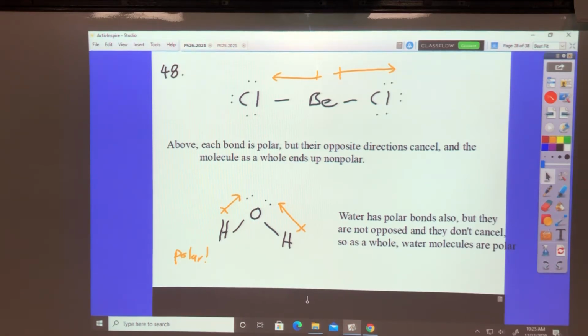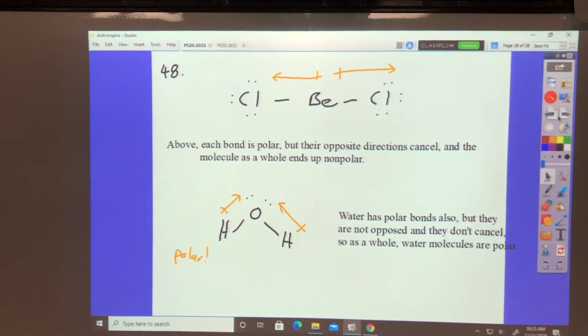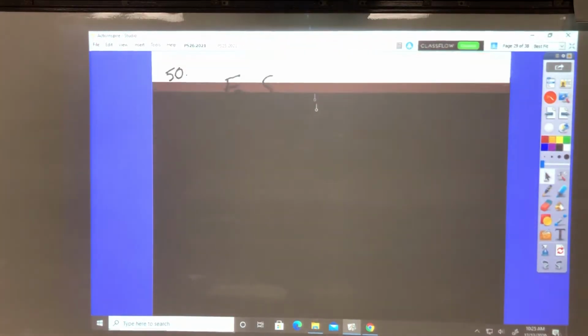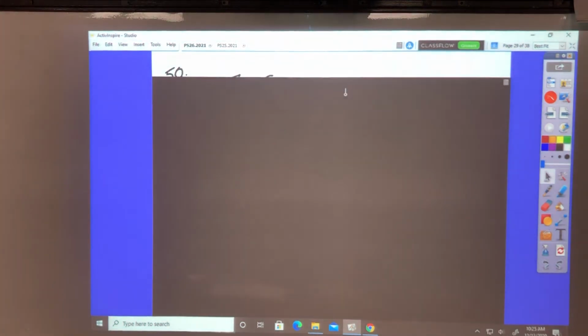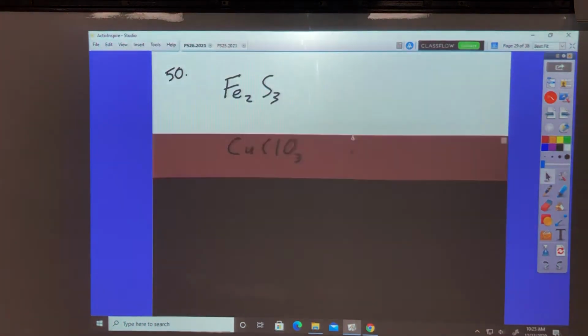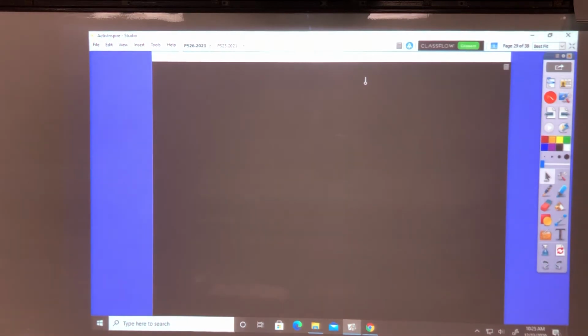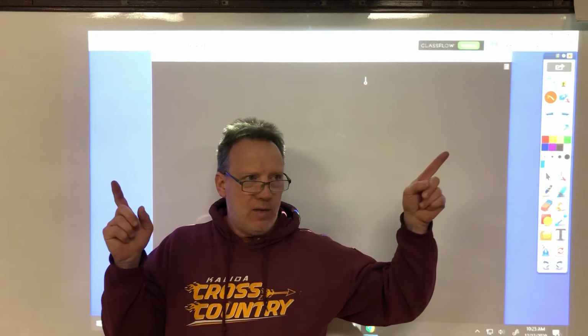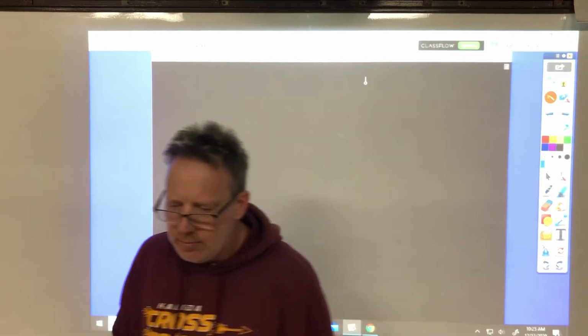Number 49. Explain what electric forces between oppositely charged electrons and protons have to do with chemical bonds. Well, if they're opposite charges, they're going to attract, and that kind of a bond is called an ionic bond because of opposite electrical charges. I don't have that written down, so get to scribbling. Oppositely positive and negative charges are going to attract.